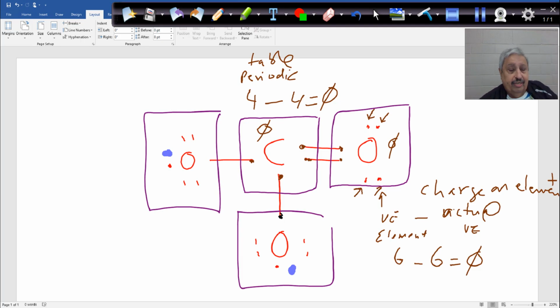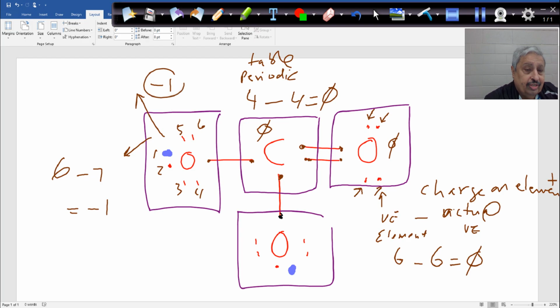How about this one here and this? Let's try. What's the VEs of oxygen? 6. How many on it? 1, 2, 3, 4, 5, 6, and here 7. 6 minus 7 is what? Minus 1. So this oxygen has a minus 1 charge. How about this one here? 1, 2, 3, 4, 5, 6, 7, correct? 1, 2, 3, 4, 5, 6, 7.